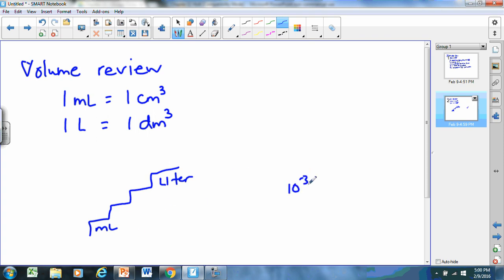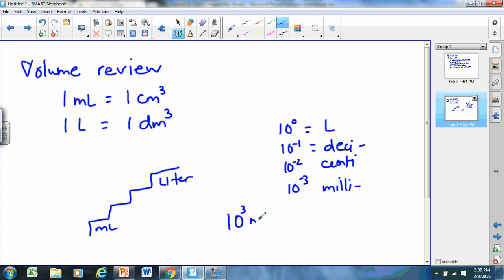10 to the negative 3 is milli, and 10 to the negative 2 is centi, and 10 to the negative 1 is deci, and 10 to the 0, 0 means no prefix, in this case will be liter. And so there is 1,000 milliliters in a liter. And that is the only thing that you'll ever have to do in terms of conversions is using that one and these.